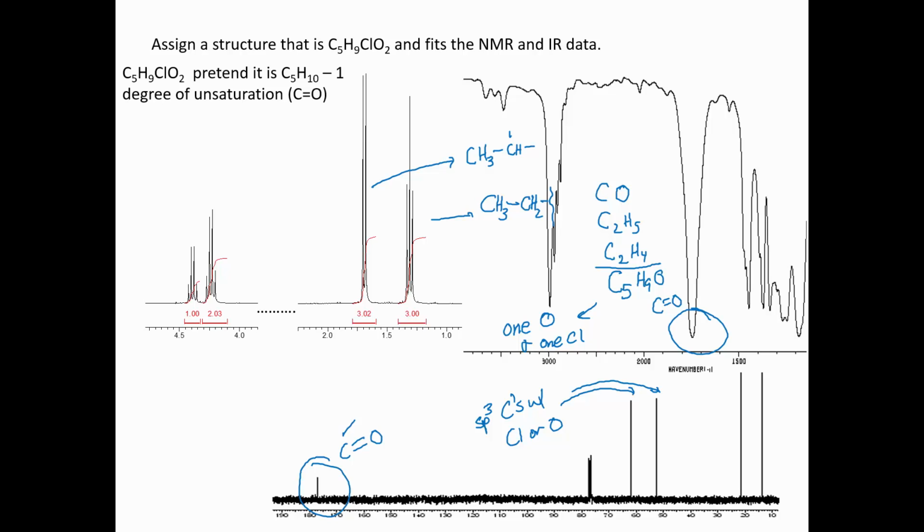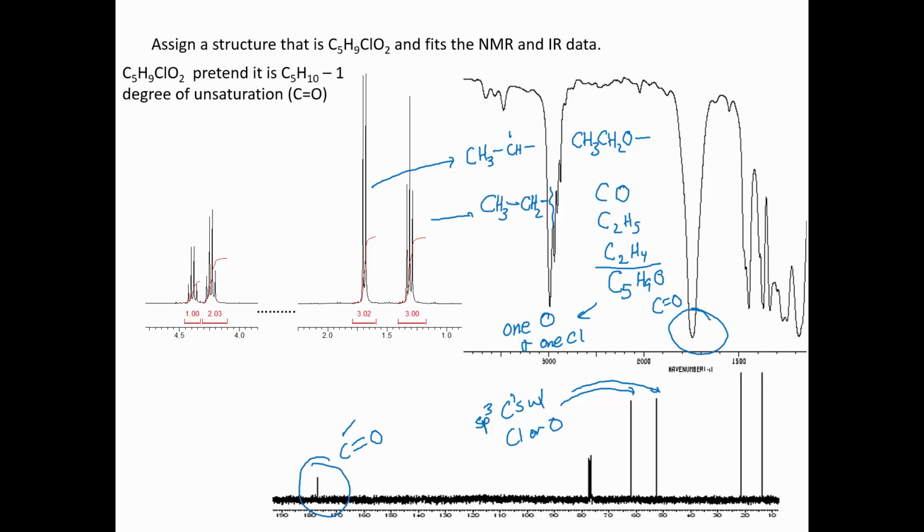So CH3 is beside CH2. This is going to give us a quartet. This quartet here integrates for 2. So therefore this is the CH2. It has a chemical shift of 4.2. That means it needs to have an oxygen or a chlorine right there. It can't be a chlorine because the molecule would end right there. It couldn't go any further. It would just be chloroethane. So it must be the oxygen right there. We have to have CH3, CH2O.